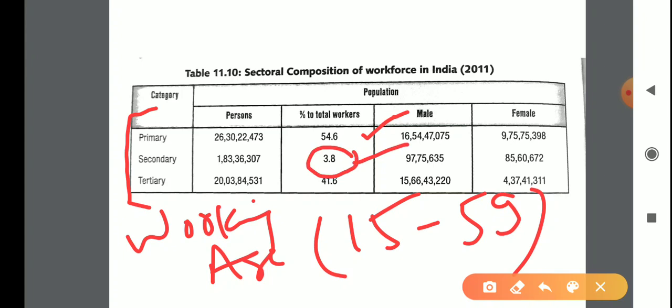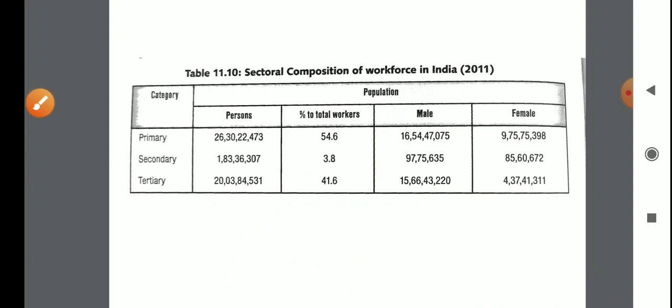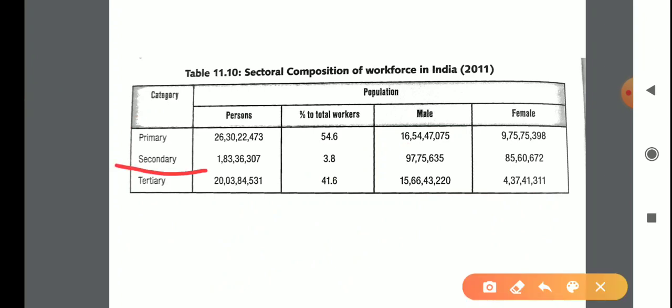It includes manufacturing. Actually India is not known for its manufacturing. The present government has initiated the Make in India program, which is for the development of the secondary sector. Then comes the tertiary sector, 41.6%. It is following the primary sector. It is a rapidly growing sector in the economy. So this is about the sectoral composition.